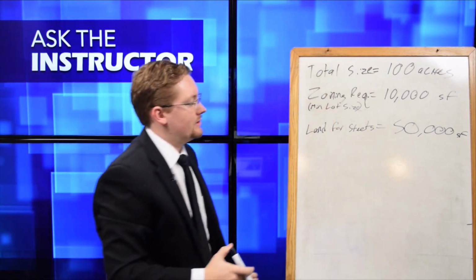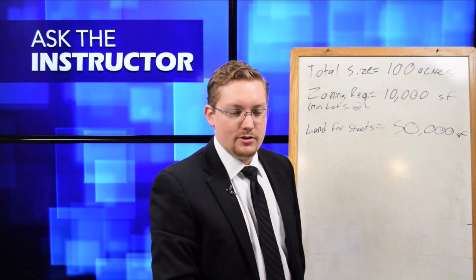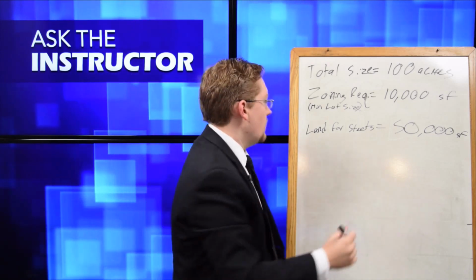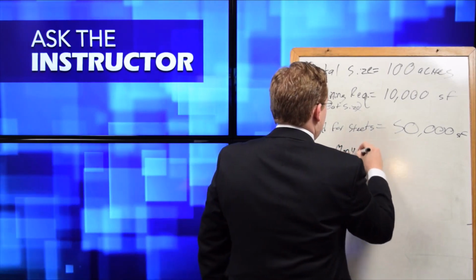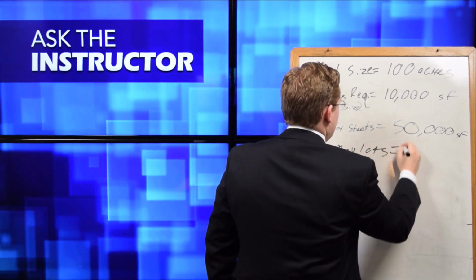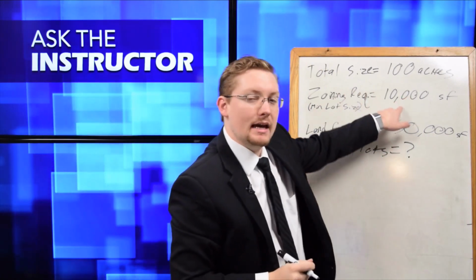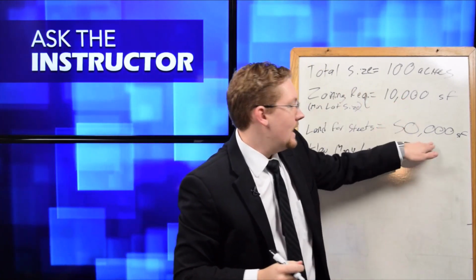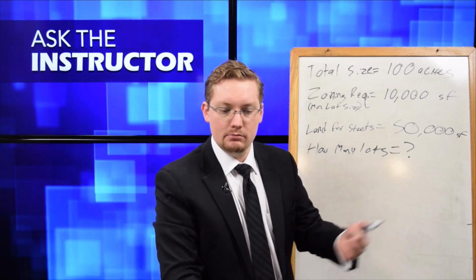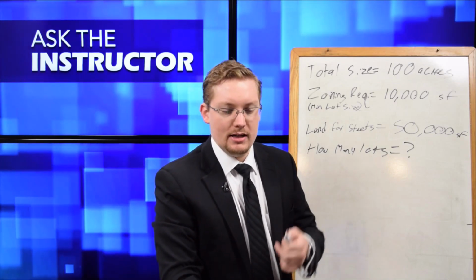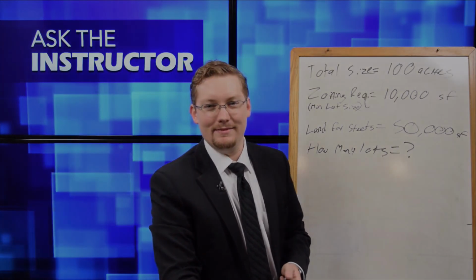So we have 100 acres, 10,000 square feet, and 50,000 square feet of land. Now the question is, how many lots? How many lots can we fit in these 100 acres when each lot can't be any smaller than 10,000 square feet and where we have 50,000 square feet of streets and open spaces? So stick with us. We'll come back from this commercial break. We'll go ahead and solve this math problem.